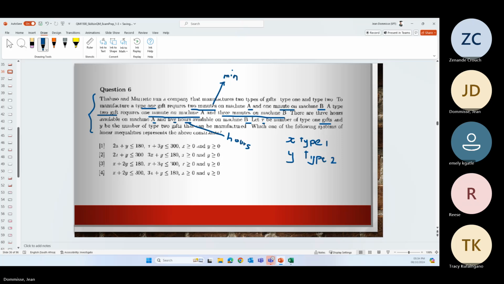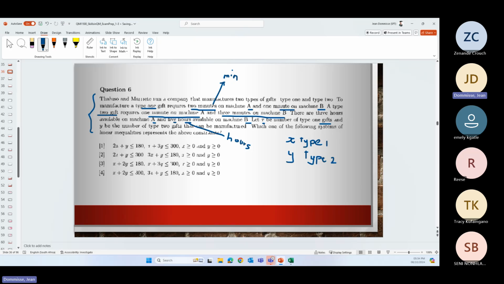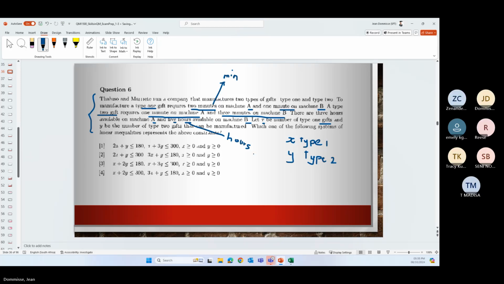So let's just start reading again. A type 1 gift requires 2 minutes on machine A and 1 minute on machine B. A type 2 gift requires 1 minute on machine A and 3 minutes on machine B. There are 3 hours available on machine A. Okay, so for machine A, you have a maximum of 3 hours, but 3 hours is how many minutes? 180 minutes.